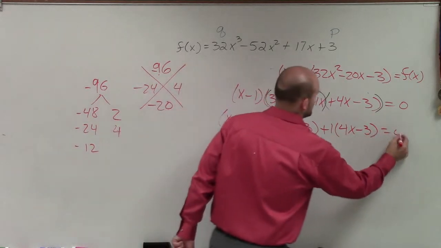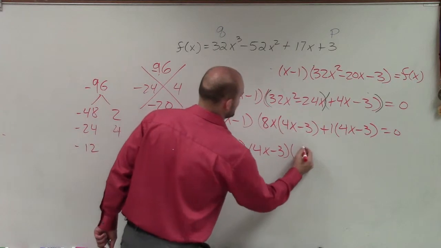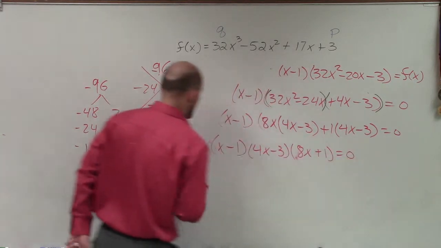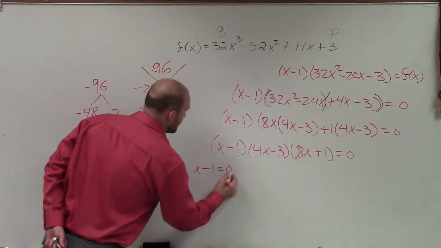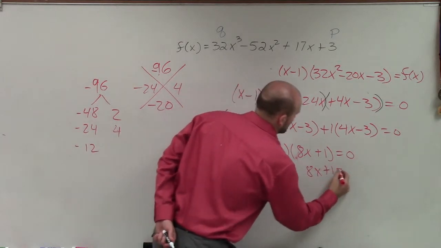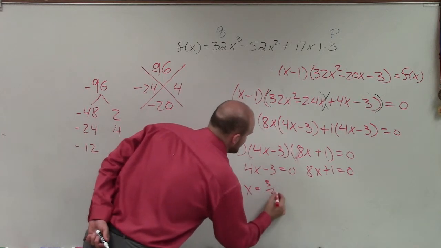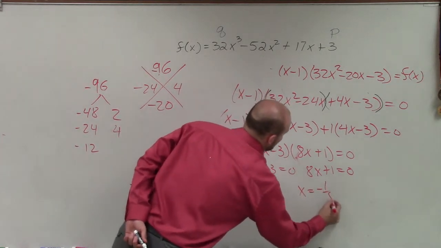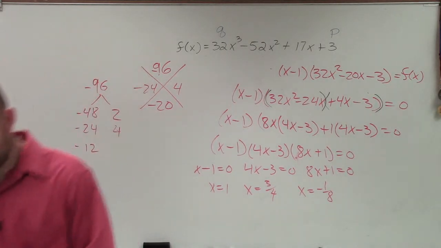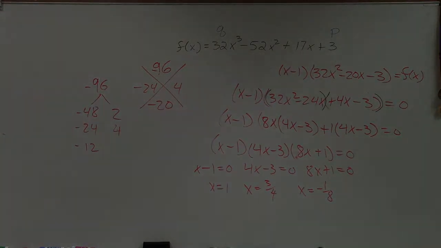And let's set these equal to 0. x minus 1, now you pull out a 4x minus 3, and you're left with an 8x plus 1 equals 0. Now you apply the zero product property. We already know that 1 was a 0. So therefore, x equals 1, x equals 3/4, and x equals negative 1/8. OK? Ta-da! That's just for the video. You guys won't have anything.